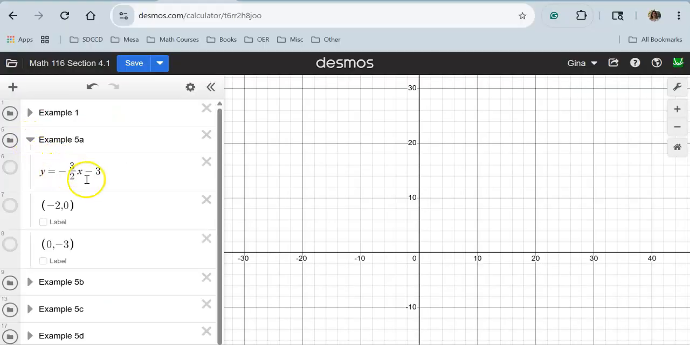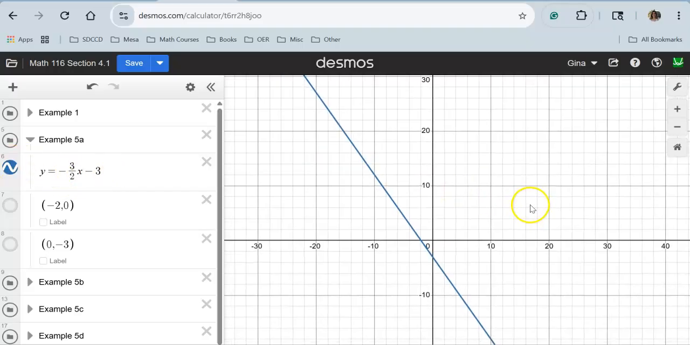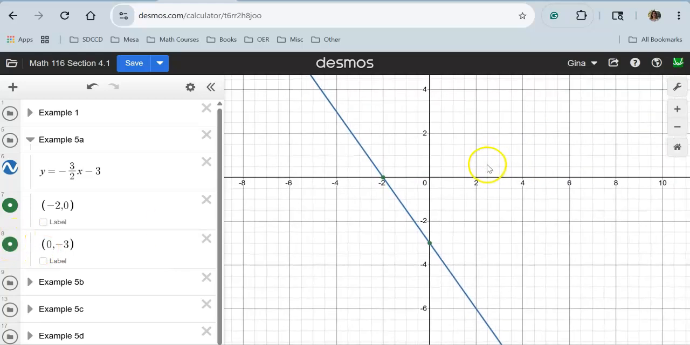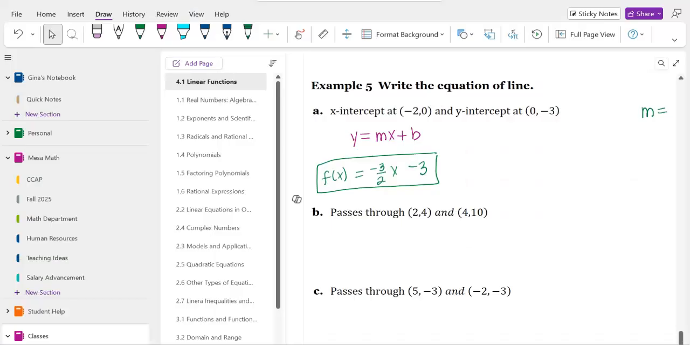So we came up with the equation y is -3/2 x minus 3, which is this line here. And we can see that the point -2, 0 is on the line. That was one of the points we were given. And the other point we were given was 0, -3, and both of those points are on the line. All right, let's go back and do another example.